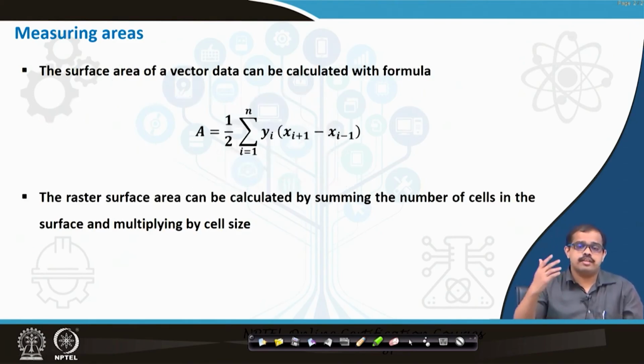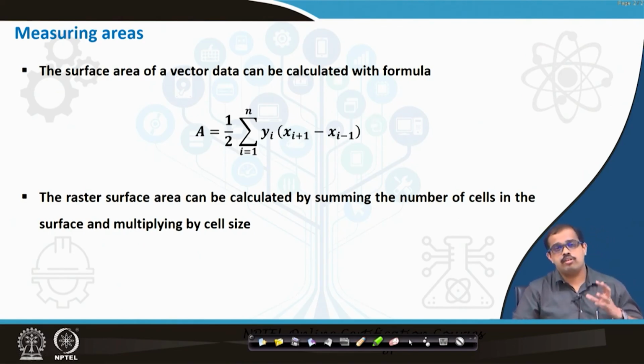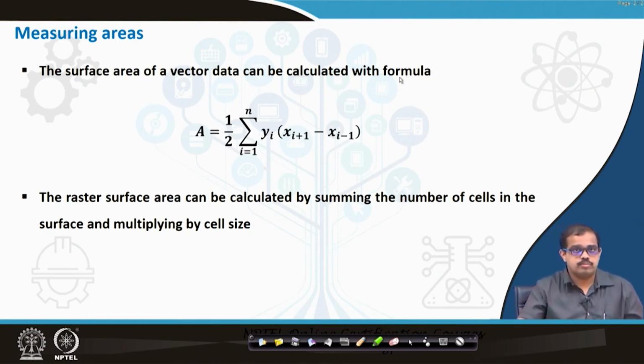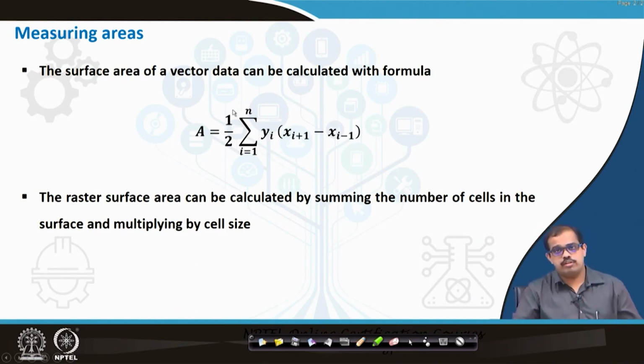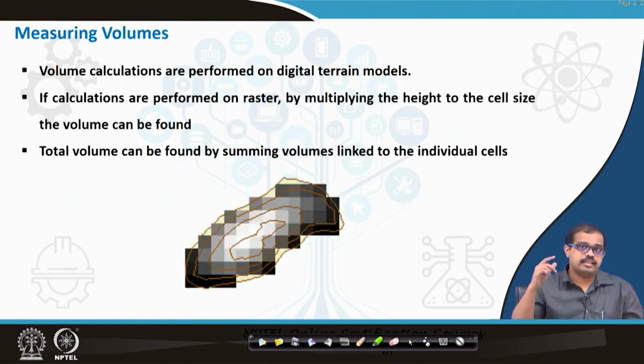And if you are measuring the surface area, it can be calculated using this particular formula, which means a raster surface can be calculated by summing the number of cells in a particular surface multiplied by the cell size. If it is spatial raster data, it is as simple as this. When I say cell size, it is the area that each cell is actually covering. So, that is what this particular formula explains, and that is how your areas are calculated.